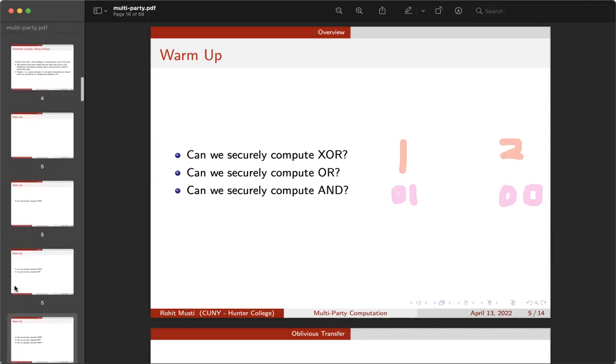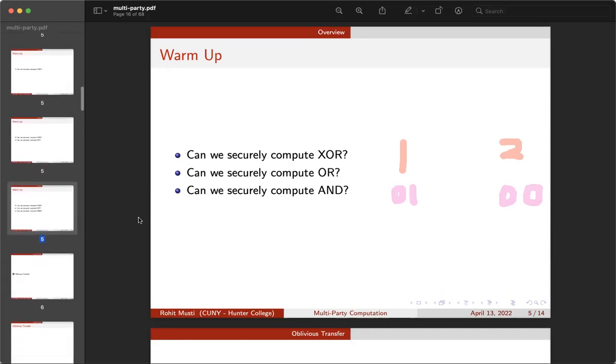All right, it is 6:23 and we are back in class. So what do we think? I'll keep an eye out for answers in the chat. Do we think we can securely compute exclusive OR? By securely compute, we mean, can we compute it in such a way where person one and person two don't learn anything about one another's data?